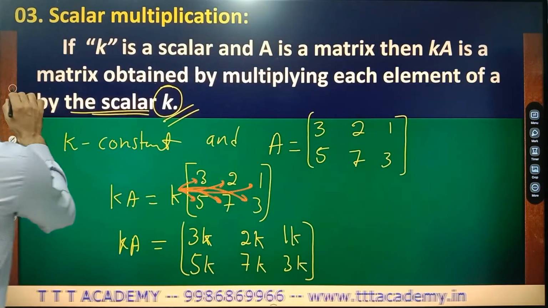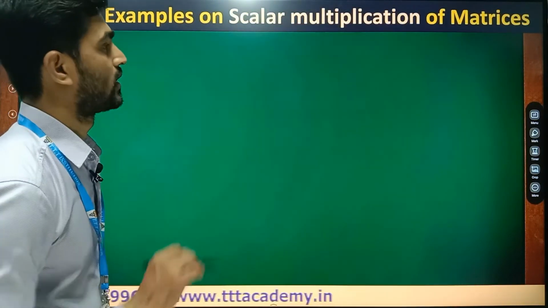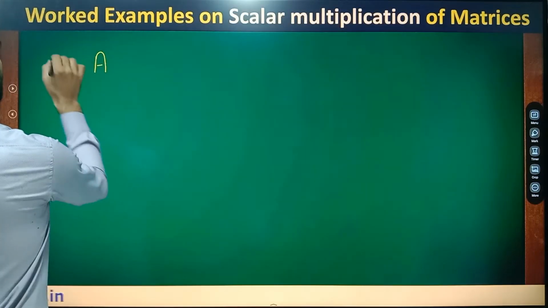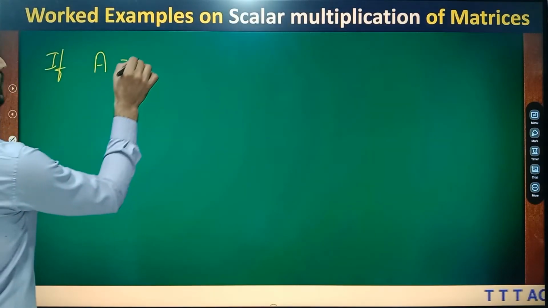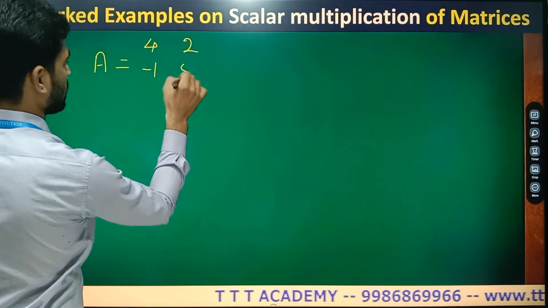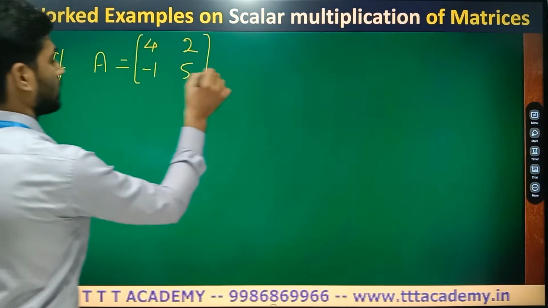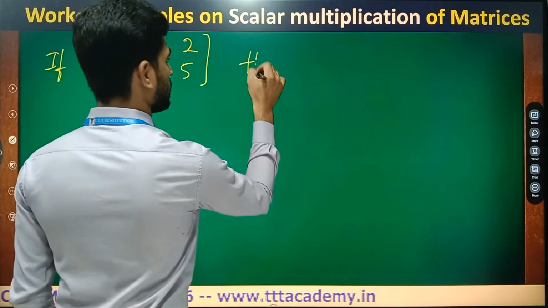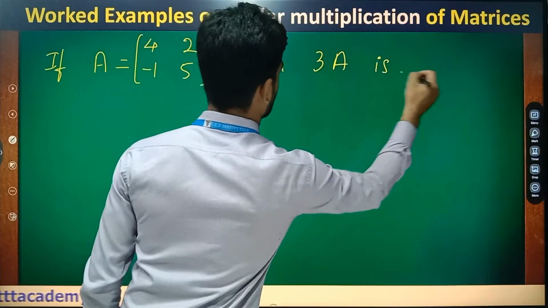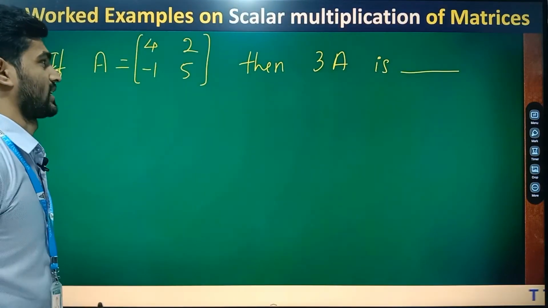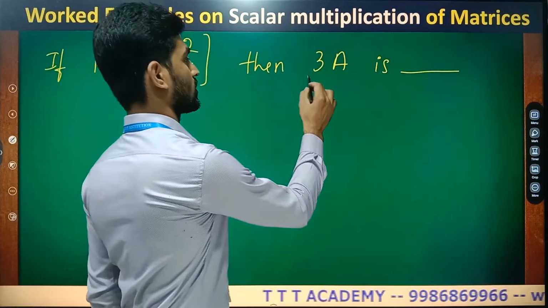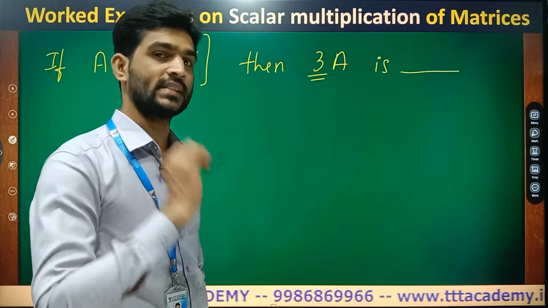Okay, I'm going to consider one more example for your understanding purpose, so that it is easy for you to understand. Suppose A equal to 4, 2, minus 1, 5. Okay. Then 3A is dash. It's a simple thing. See, what is that? Where 3 is a constant here. 3 is your constant value and A is a matrix.